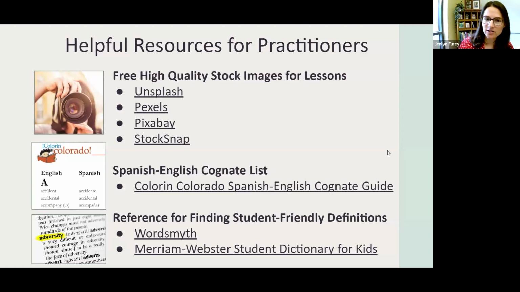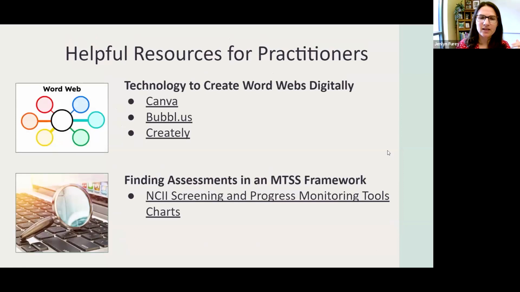A couple of references for student-friendly definitions. If you're feeling stuck with explaining a word in a student-friendly way, those are great resources. If you were going to create a word web digitally on a smartboard, there's some great resources to help make that more engaging and interesting. And then finally, we recommend the National Center on Intensive Intervention Screening and Progress Monitoring tool site to help find appropriate assessments for vocabulary and other reading skills in an MTSS framework.